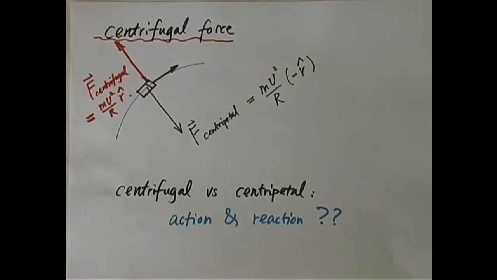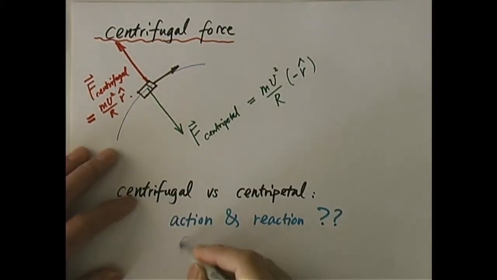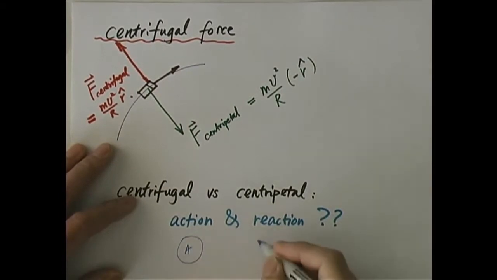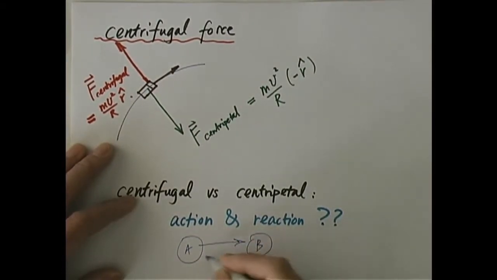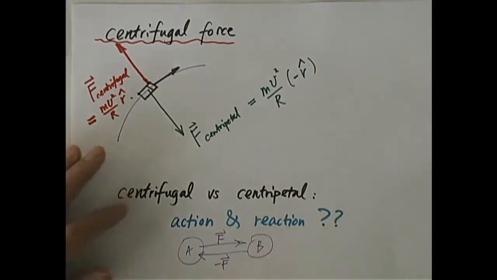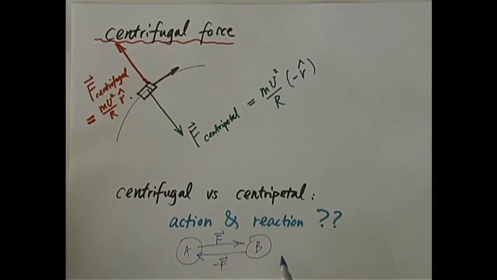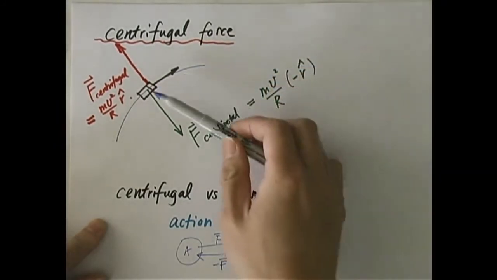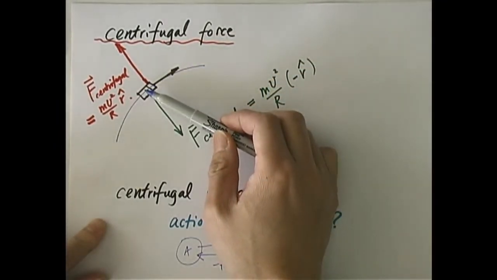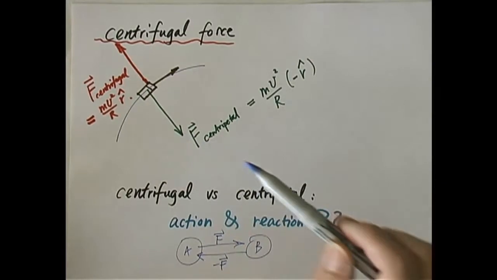What do you think? Well, first of all, let me ask you, action and reaction, do these two forces act on the same object, or do they act on different objects? Well, we learned Newton's third law, right? You have object A and object B. A gives a force to B, B gives a force to A. Here's F, here's negative F. Action and reaction. You see, they are exerted upon different objects. Is that the case here? No. These two forces are exerted on the same exact object, the driver or the car, whatever, right? So that's not the case.